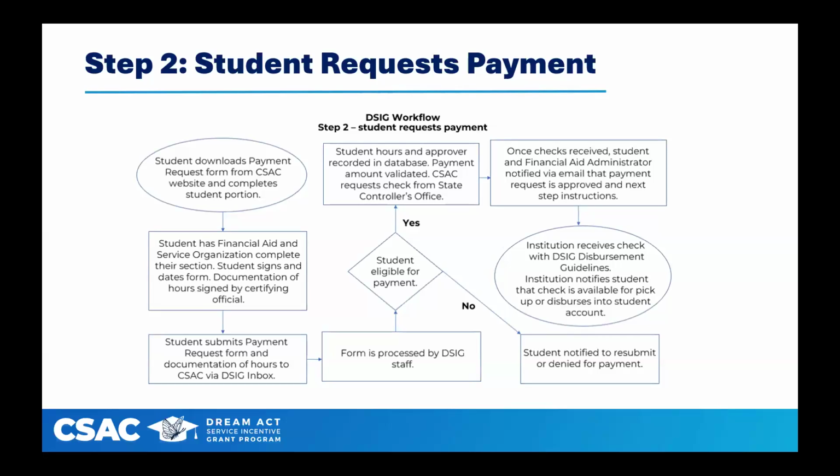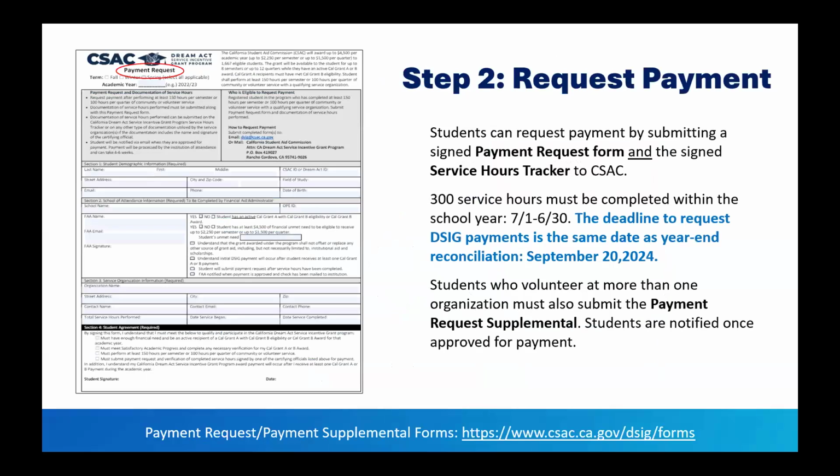I'm going to walk through each of these steps with some screenshots in more detail since that is a lot of information all at once. So here's a screenshot of what the payment request form looks like. And as I mentioned, it does look pretty similar to the application to apply for DSIG. But this is the payment request form specifically, and this is what the students will be filling out and then taking to their financial aid office and to their service organization.